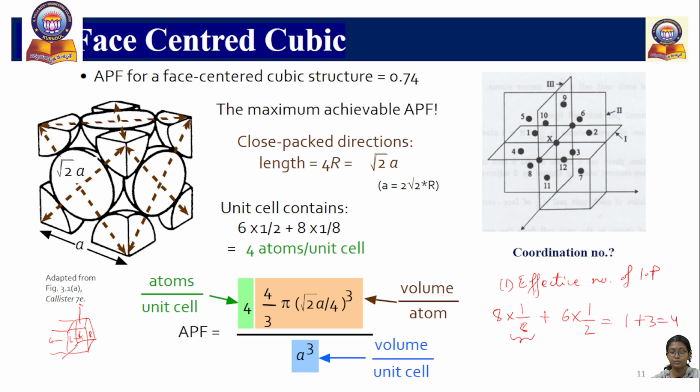So what is the effective number of lattice points in face centered cubic? 4. Is it a primitive unit cell? No. Primitive unit cell means the effective number of lattice points should be 1, but here we have 4. So that is done. Now let us move to coordination number. Coordination number is tricky for face centered cubic.